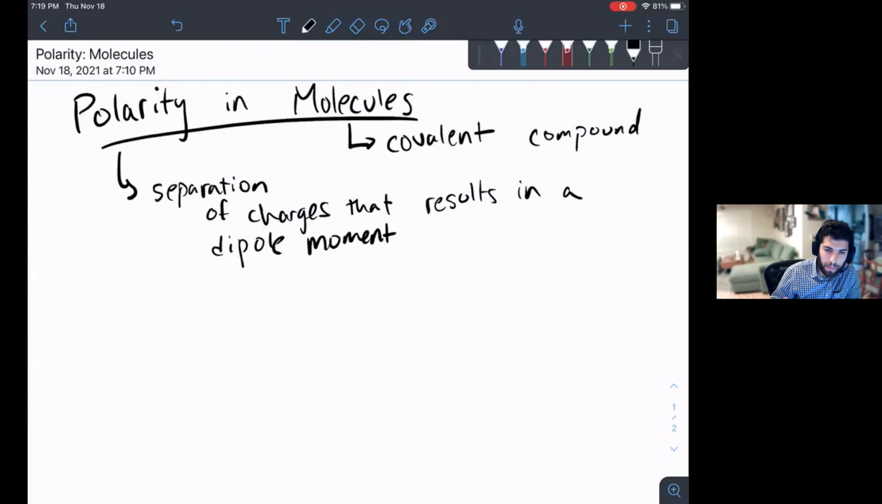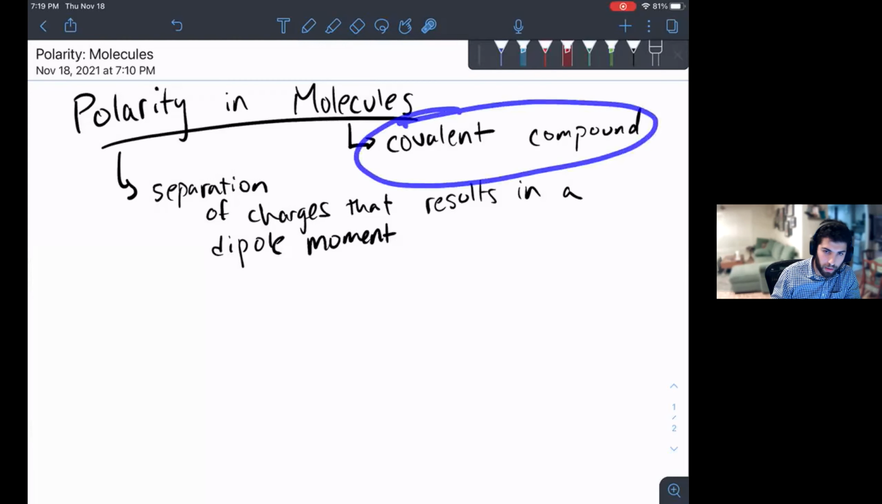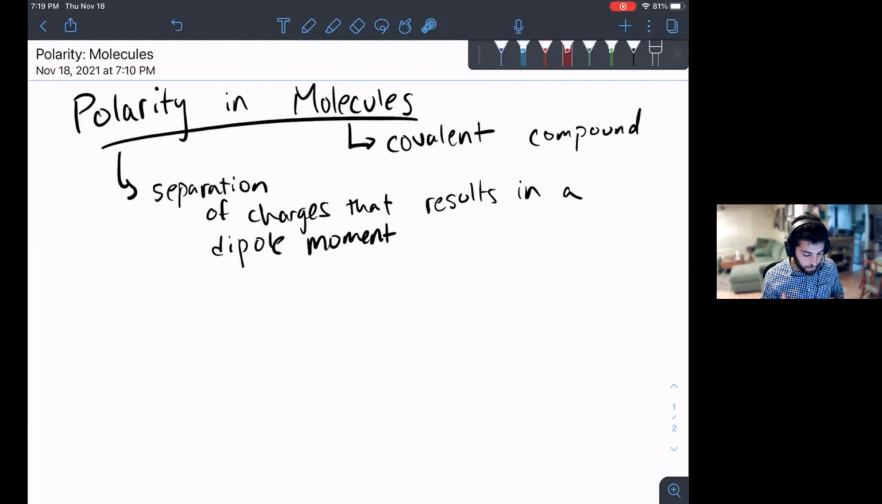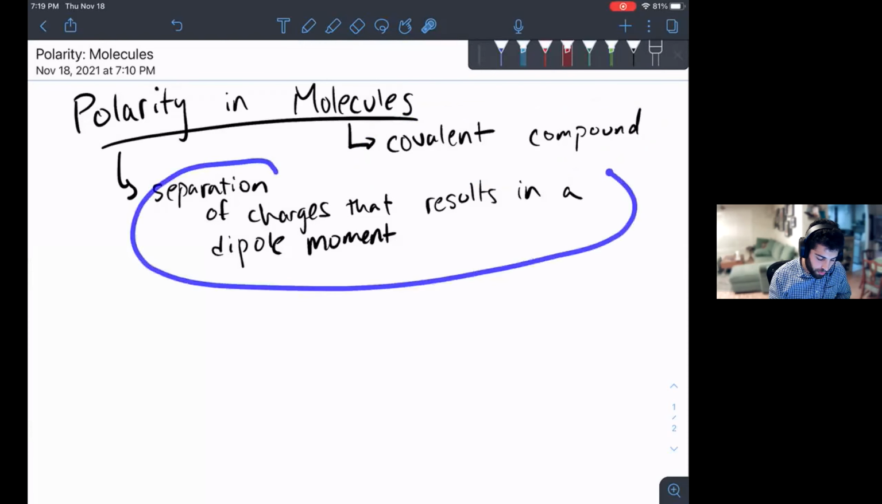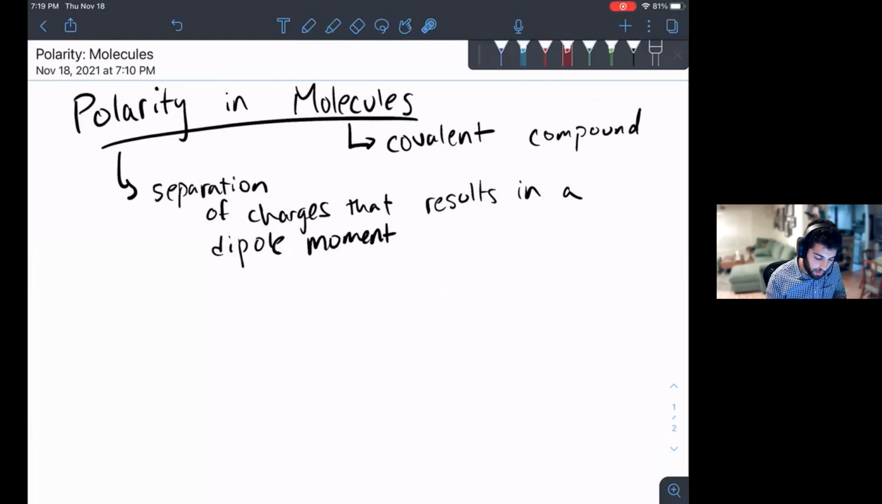So today we're going to talk about polarity in molecules, and I already have a little bit written out, but this is all just review. Remember, a molecule is any covalently bonded compound. So if we're dealing with any nonmetal and nonmetal, usually we'll get a covalent compound. We'll call that a molecule. Polarity is the separation of charges that result in a dipole moment. And so from here, we're going to take that a step further.